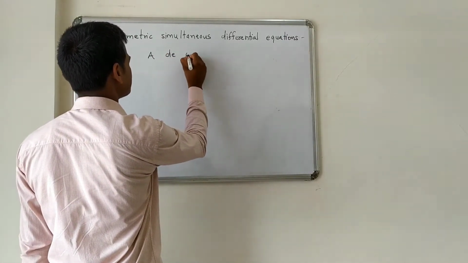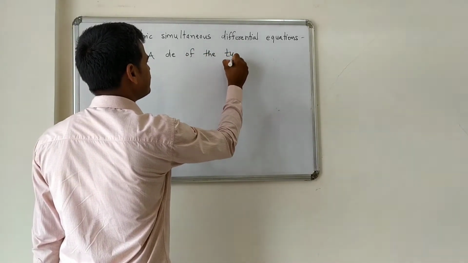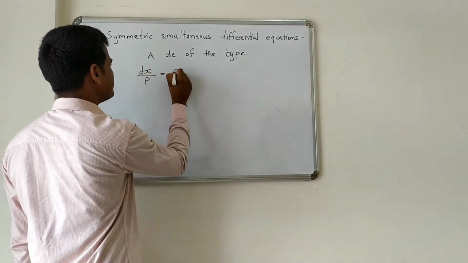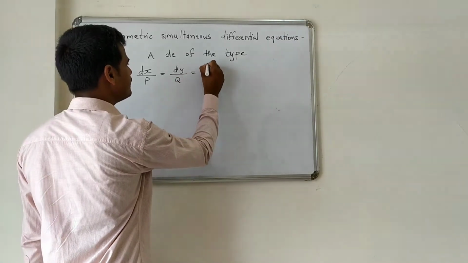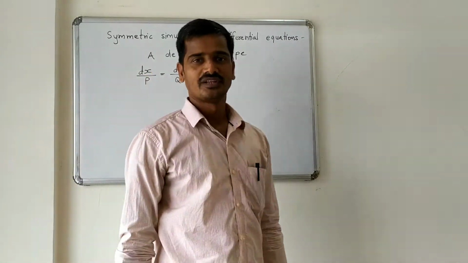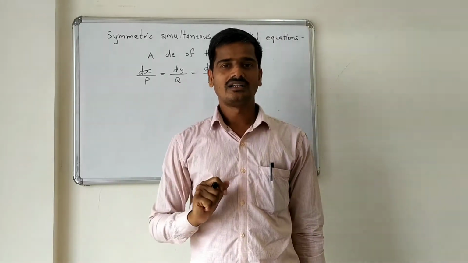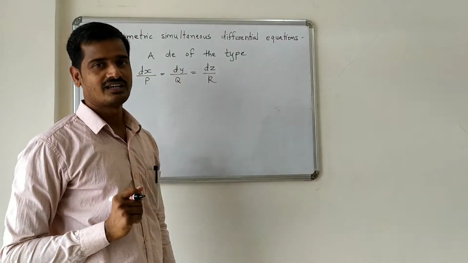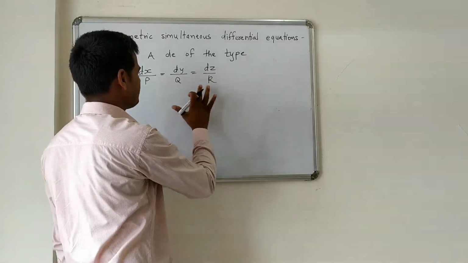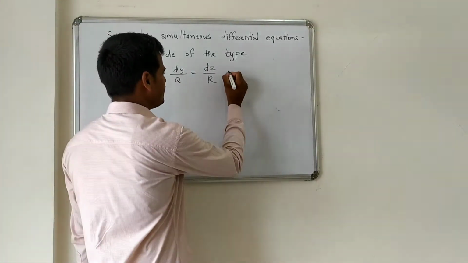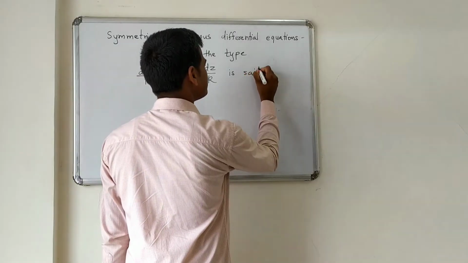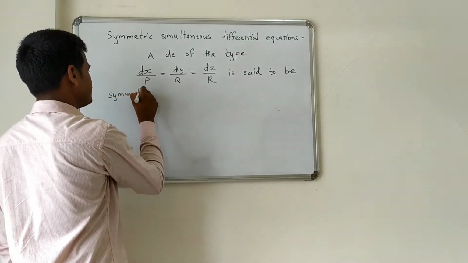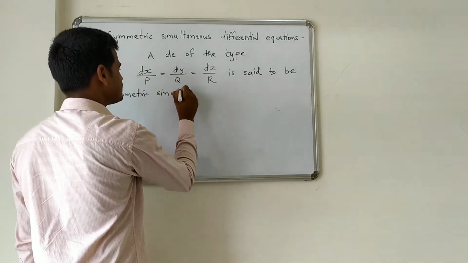So I state first what is meant by symmetric simultaneous. A differential equation of the type dx upon p is equal to dy upon q is equal to dz upon r, where p, q, r are functions of x, y, z, is said to be a symmetric simultaneous differential equation.